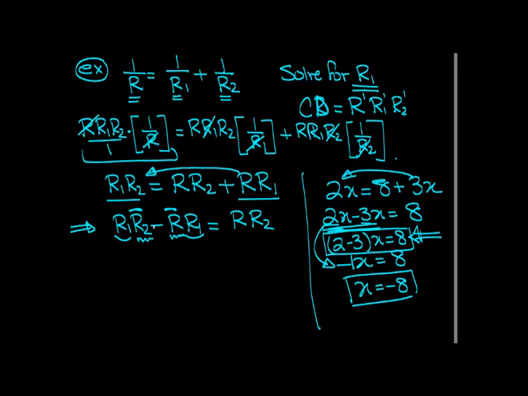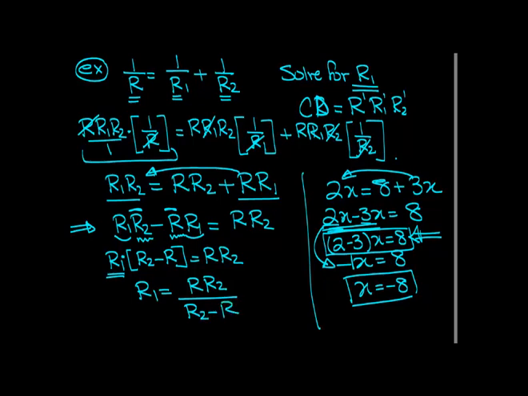So if you look at this, in both of these terms, R1 is common, so I can take it out. I'm left with R2 minus R, and on the right I have R times R2. So we combine these. Now this bracket, R2 minus R, is attached to this R1 by multiplication. Our goal is to isolate R1, so we divide both sides by R2 minus R. So we get R1 is equal to R times R2 divided by R2 minus R. And there's your answer for that.